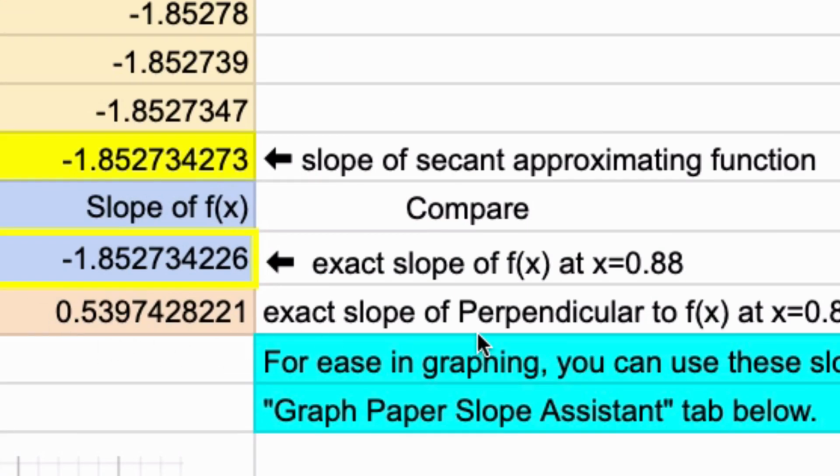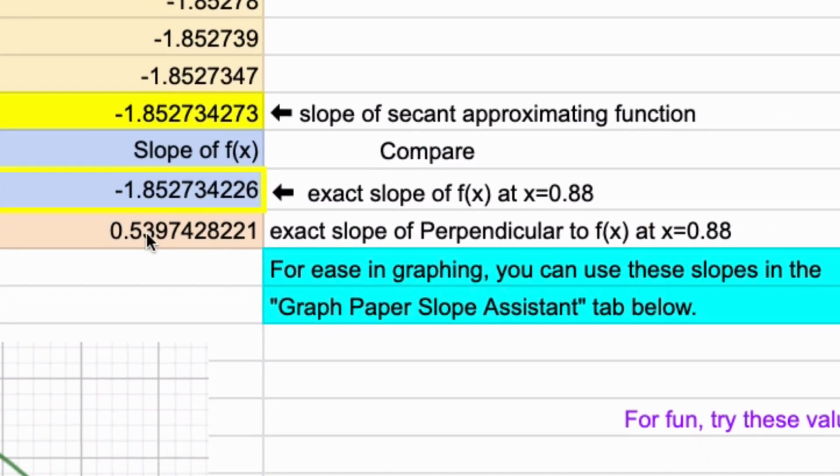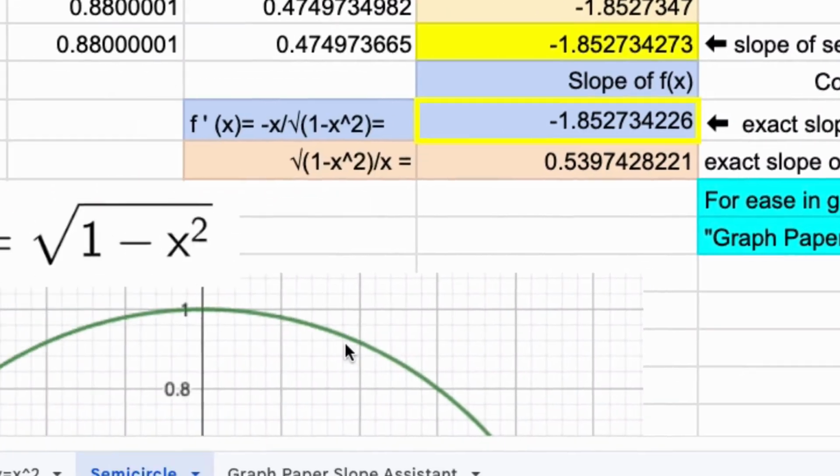And down here, this is the slope of the perpendicular line. It is 0.53974282221, and it probably goes on. The problem is, how are we going to graph that slope? That slope is not very easy to graph. So I've added something to the spreadsheet: the graph paper slope assistant.